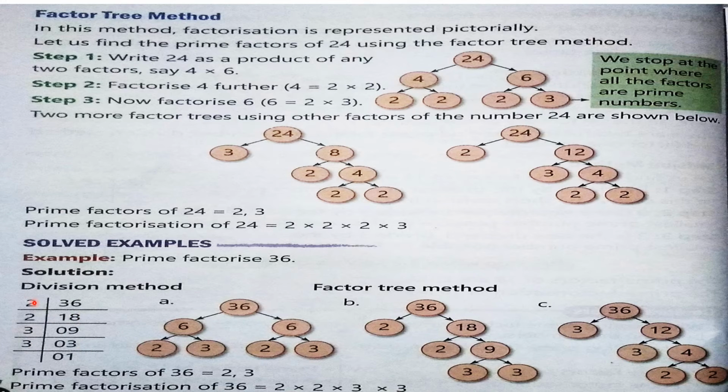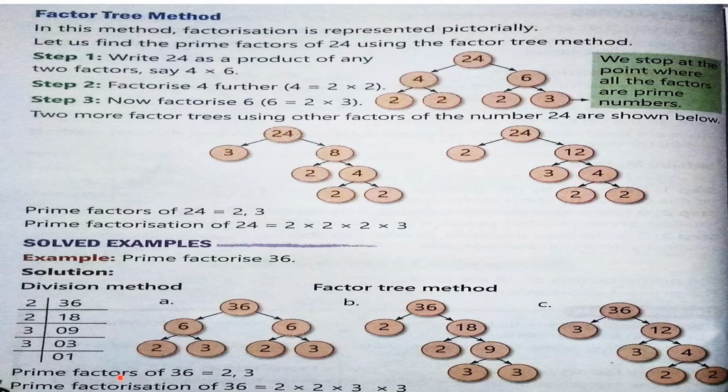So, the smallest prime number, 2. 36, yes, the last digit is 6, so we can divide by 2. So 2 18's are 36. Again 18 can be divisible by 2. So 2 9's are 18. Again 3 3's are 9. Again 3 1's are 3. Done. Here also 36. See, in how many ways are we doing it here? 3 ways. 1, 2, 3 ways.